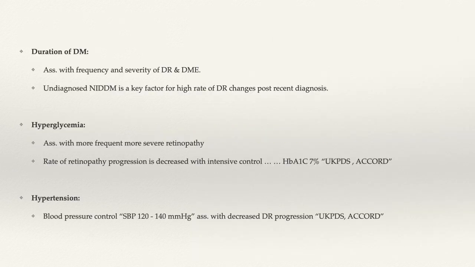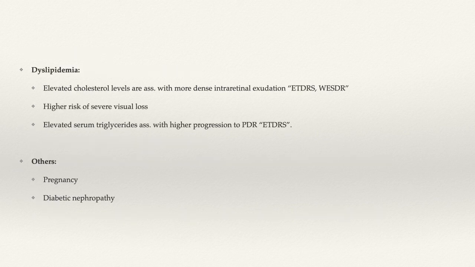Systemically, the duration of diabetes is associated with frequency and severity of the disease. The longer the disease, the more frequent and the more severe diabetic retinopathy and diabetic macular edema. Hyperglycemia and hypertension are also associated with more frequent and more severe retinopathy. Blood pressure control is associated with decreased diabetic retinopathy progression.